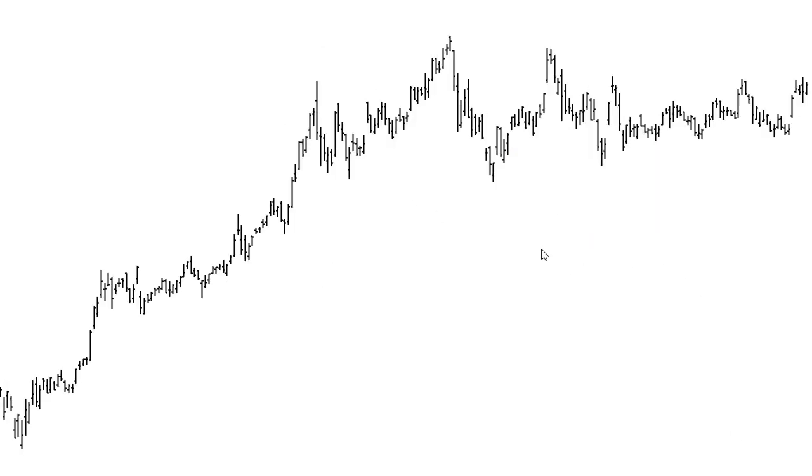And here is a great example of what we call a sideways phase, where there's no one in control. We're not in a bull market, which is making higher lows, breaking past previous highs, which is this. Or we're not in a downward phase, making lower lows, breaking past previous lows. We're not doing that. So in this example, there's no one in control.